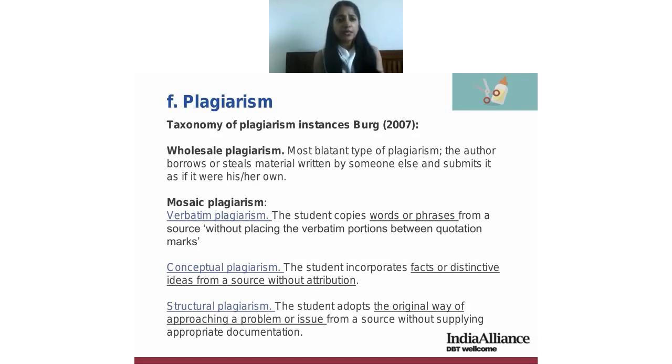Now, conceptual and structural plagiarism is a bit of a gray area, but still I'll tell you about it. You get your distinctive ideas from a different source, but you don't thank them or attribute them. Structural plagiarism would be the original approach to a problem that you copy from someone else, again, without thanking, attributing, or citing the original source.